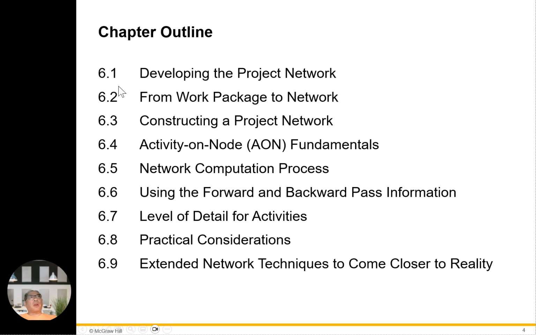In the chapter outline, we're going to discuss 1 to 9. Number 1, defining a project network from work package to network. Number 3, constructing a project network. Number 4, activity on node (AON), the fundamentals. Number 5, the network computation process. Number 6, using forward and backward pass information. Number 7, level of detail of activities. Number 8, practical considerations. And number 9, extending network techniques to come closer to reality.